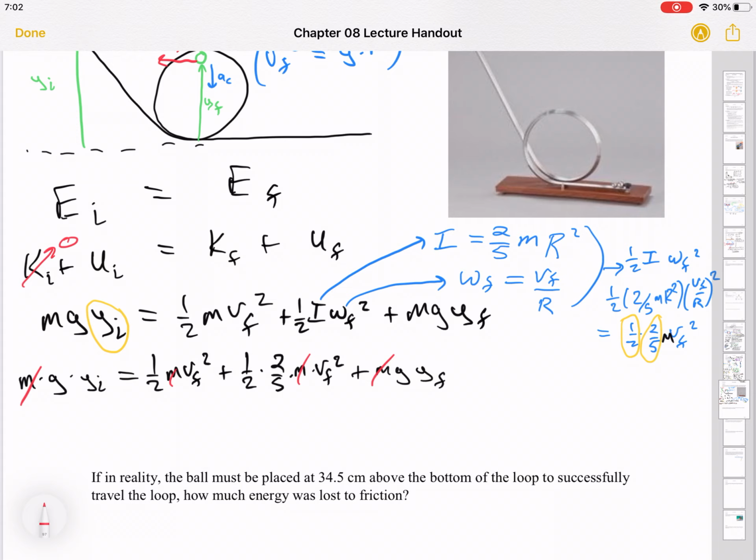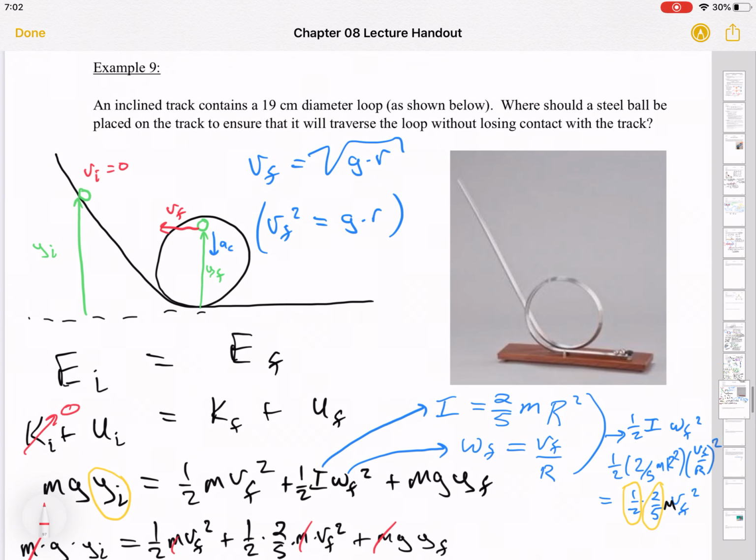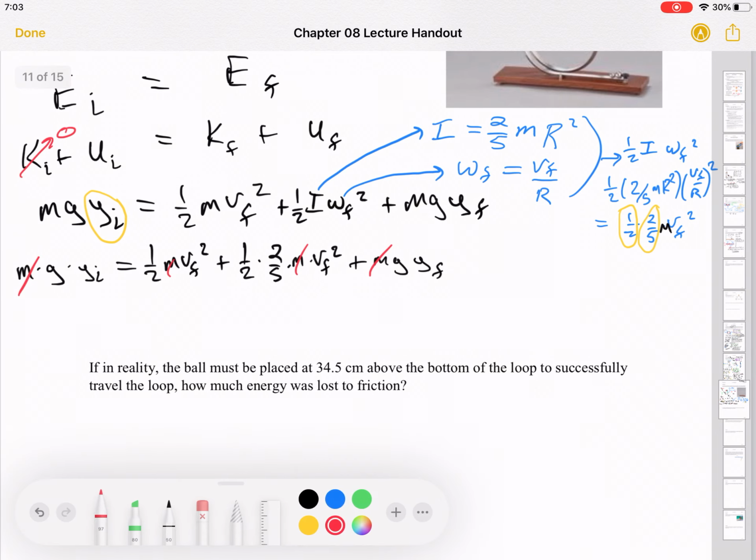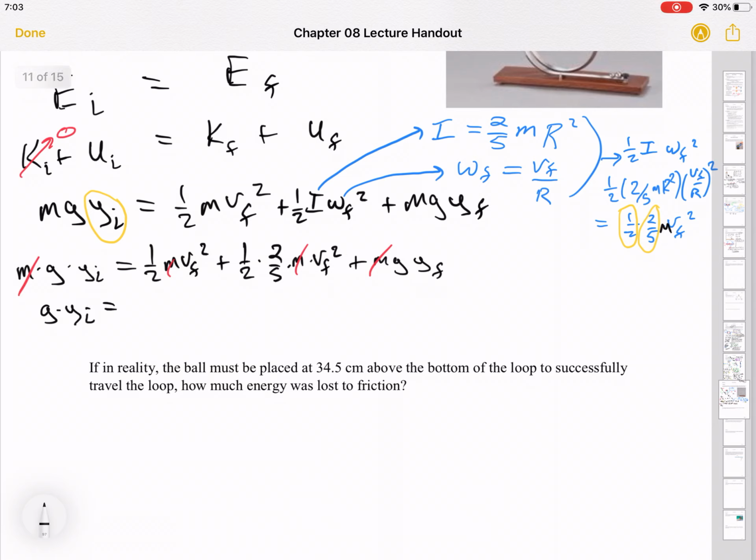So what else do I know? V final squared is GR, right? V final squared is GR, so I can plug that in. We're so close. So G times Y initial equals half times GR. R here, yeah, let's leave it as R. That's the radius of the loop.